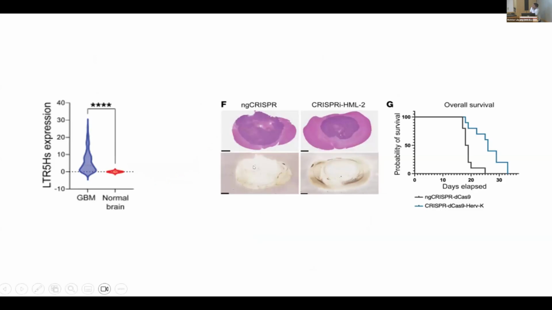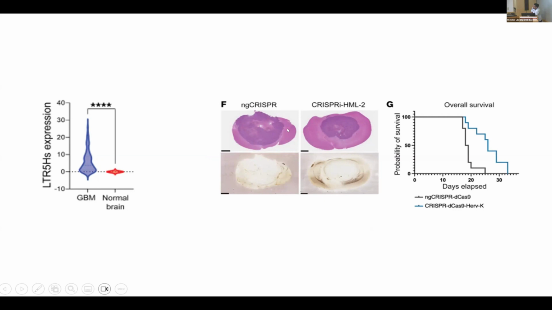So LTR5HS, there are many different loci within our genome where the sequence is found. So what we did was that we wanted to see how much activated LTR5HS is there in GBM tissue versus normal brain tissue. And what we saw is that we see much more activation of these loci in GBM versus normal brain.